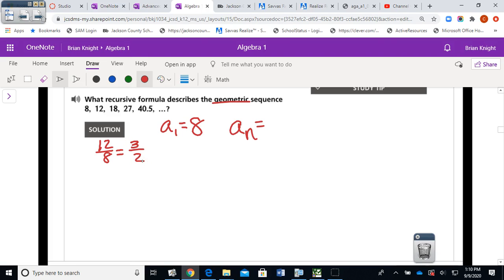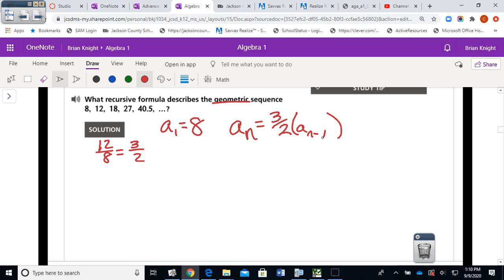So all I'm going to do is say 3 over 2 times a to the n minus 1. What does a to the n minus 1 mean? You multiply 3 over 2 times the term that's in front of the term you're trying to get. So if you're looking for the 10th term, you take the 9th term and multiply it by what? 3/2. That make sense? If you need the 12th term, you take the 11th term and multiply it by 3/2.